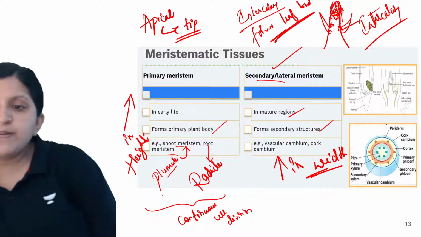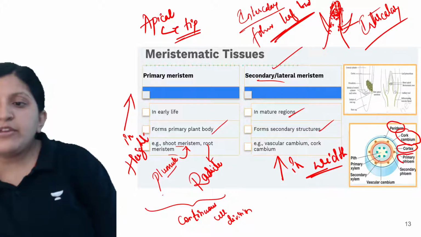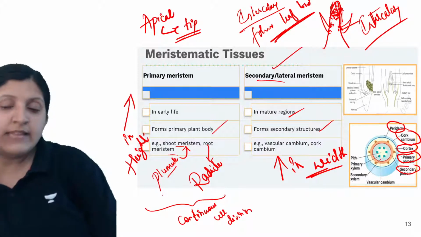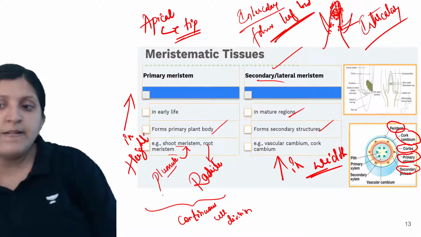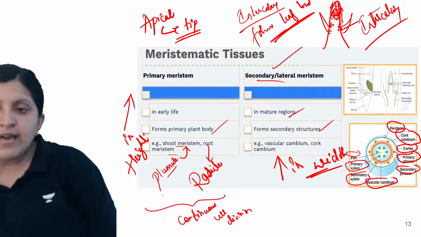So this is the plant now. In the center you can see there is a periderm, there is a cork cambium, then a cortex, primary phloem, and then there is secondary phloem formation, which is helping in the increase in girth of a plant. And then there is pith, primary xylem, secondary xylem you can find, and then there is a vascular cambium.